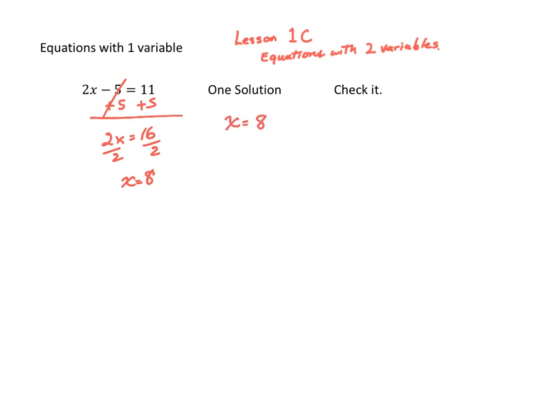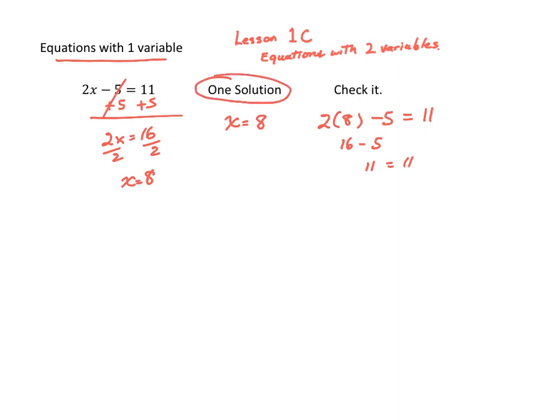There's only one number that you can put in place of the x to make it come out to be 11 when we do the math, and that would be 8. So when we put 8 in there, we get 16, and 16 minus 5 is 11. But there's only one number that we can put in there. So when we have an equation with one variable, then we have one solution.